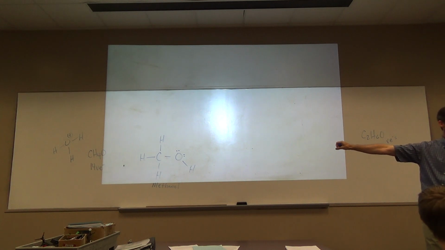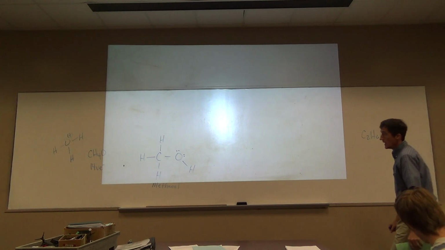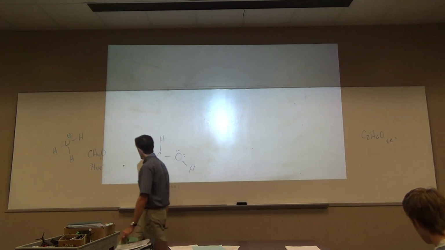Question: when we draw an alcohol structure, would we be required to draw the H diagonally instead of horizontally? Well, we will soon start talking about bond angles. Certainly you need to know your bond angles.